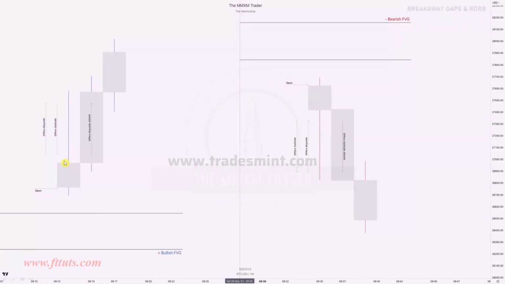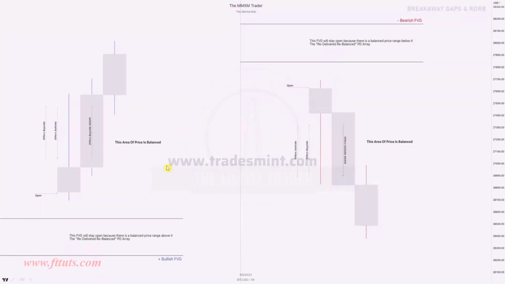And if this occurs and price action starts to trade back into this range again, it's already a balanced price range. So if there's a bullish fair value gap below us, this can remain open. Same for a bearish rebalance, redelivered price area.